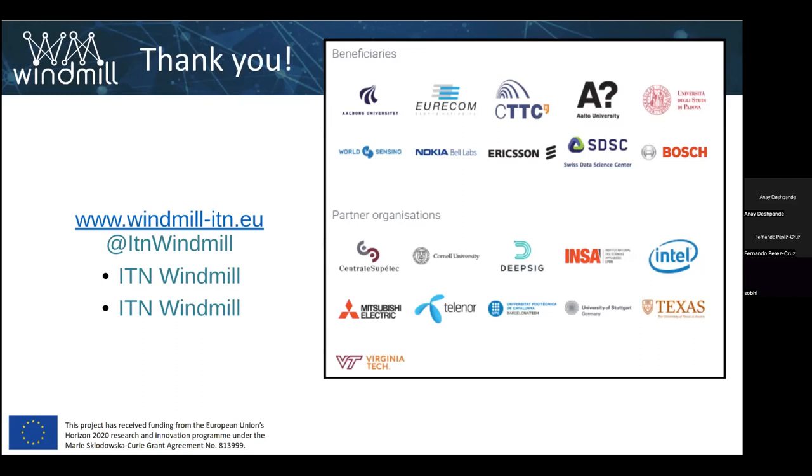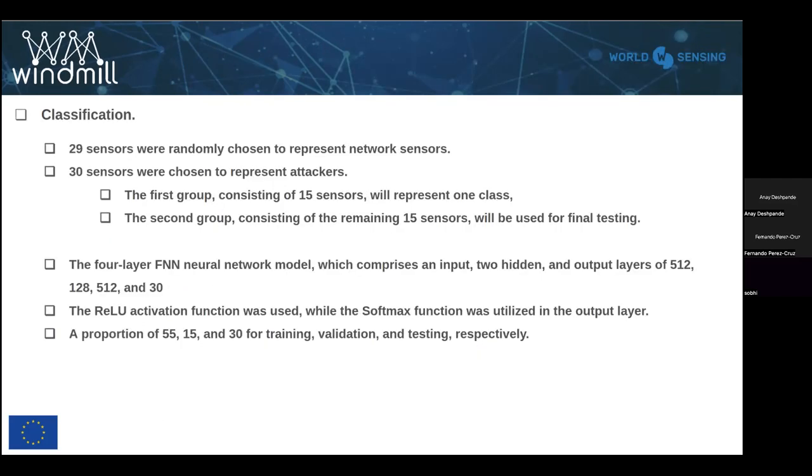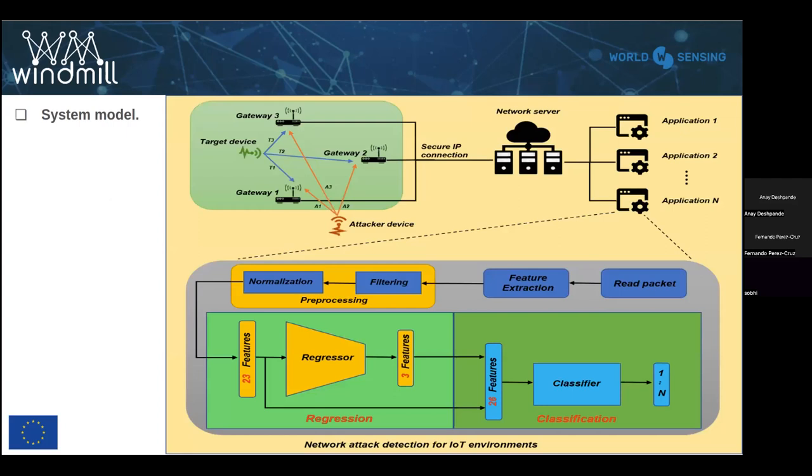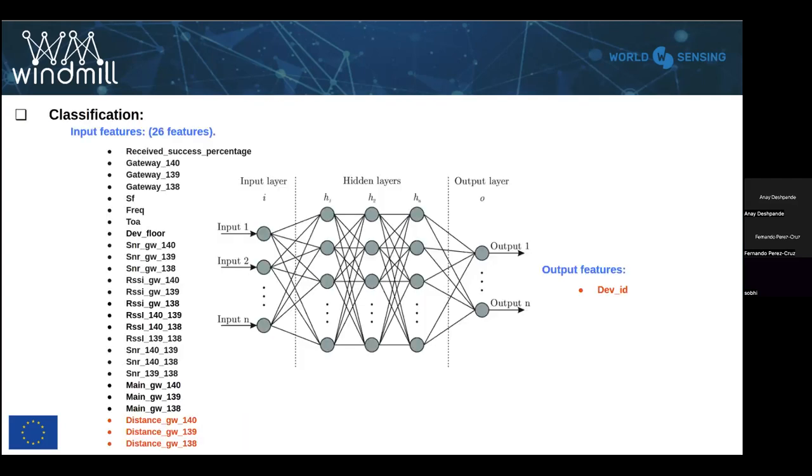Question. I have a few questions. First, I'm very puzzled by how you process the input. You say you have the SNR as input, and then you also give the difference of the SNRs as input. And you have the RSSI, and then you have the difference between the RSSI. Isn't the whole point of using neural networks not to do that? Yeah, exactly. This is the difference between this and this action.